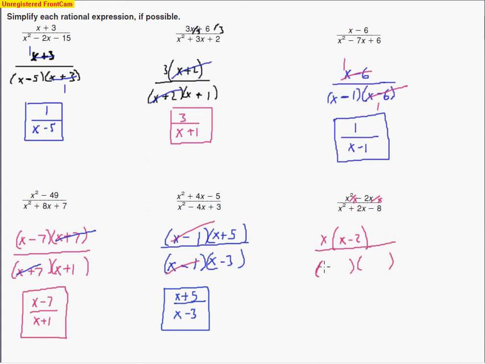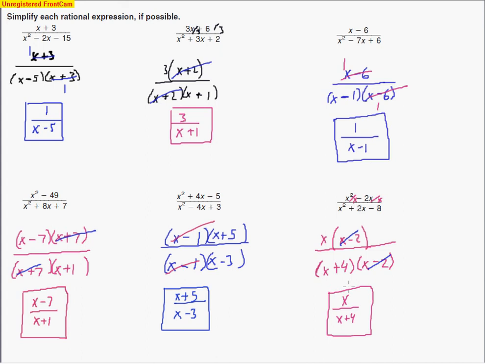X and x make the x squared. And then numbers that multiply to make 8 but subtract to make 2 would be 4 and 2. To make a positive 2 when they subtract, we want more positives than negatives. And then from that point, we can just cancel out those common factors of x minus 2. And seeing what's left, all we have is that x on top, and we've got the x plus 4 on the bottom. There is our answer.